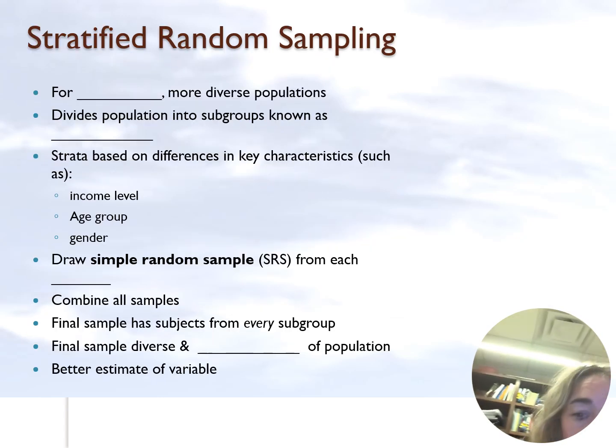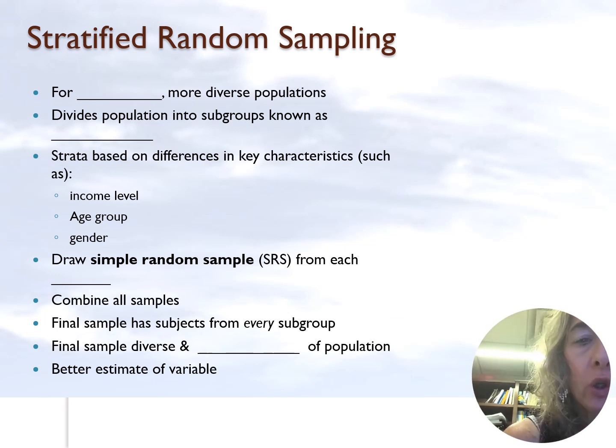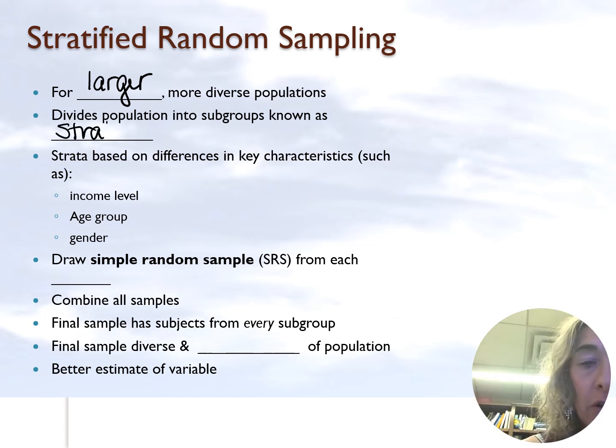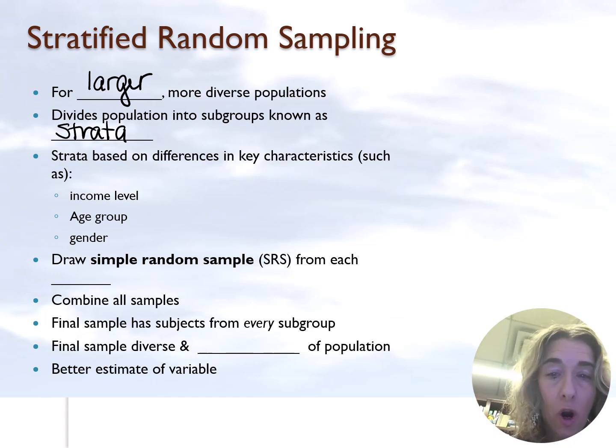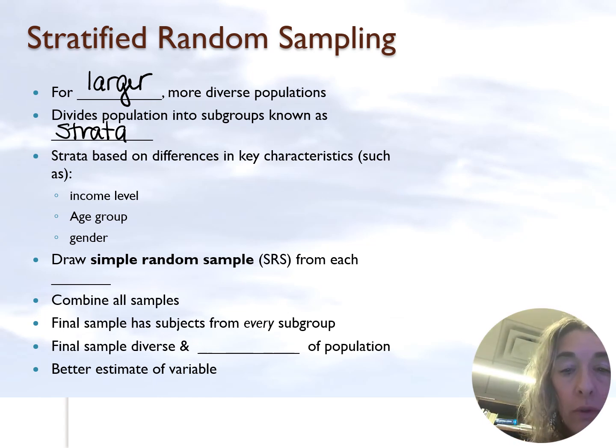Stratified random sampling is more appropriate for larger, more diverse populations, and it divides the population into subgroups known as strata. The strata are formed based on differences in key characteristics, where these key characteristics could include items such as income level or age group or gender, others as well depending on the type of data that you're working with. Stratified random sampling proceeds by drawing a simple random sample from each stratum, creating many different simple random samples. You then combine all those different random samples to form your final sample.